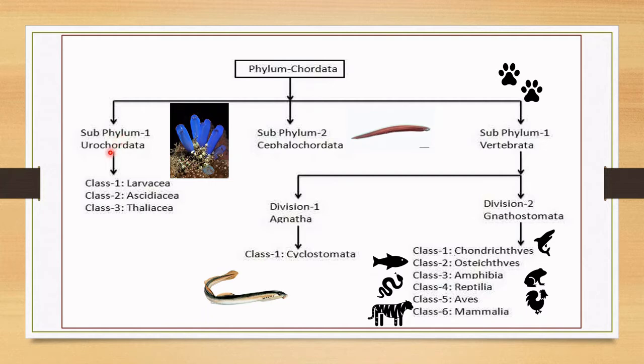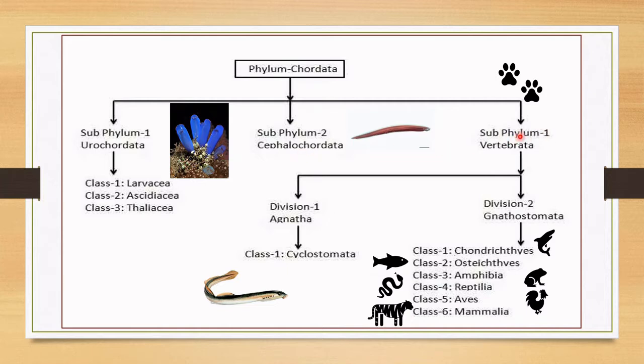In subphylum Urochordata, the notochord is present only in the tail of the larva, not in the adult, hence called Urochordata. Uro means tail. So the notochord is present in the tail region, hence the name Urochordata. Remember one thing, only the larva possesses the notochord, not the adult. Subphylum 2 is the Cephalochordata, where the notochord persists from the tail to the head region. So throughout the body, we can see the notochord, hence called Cephalochordata.